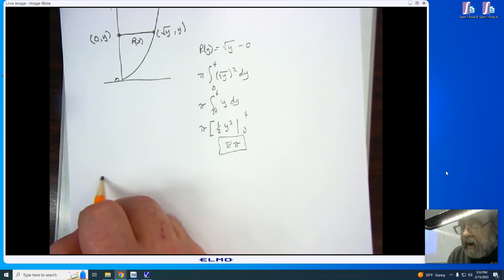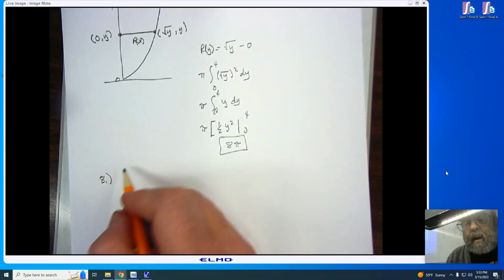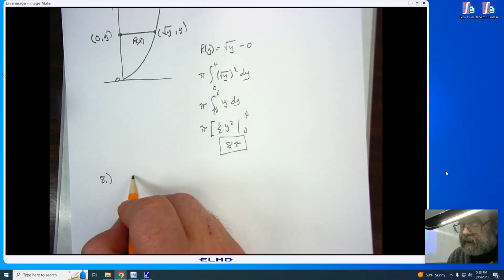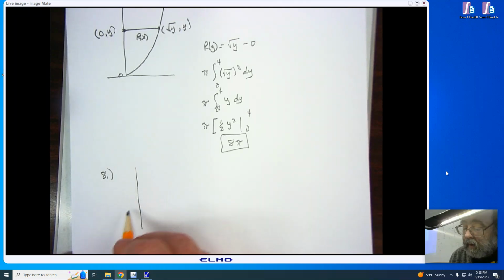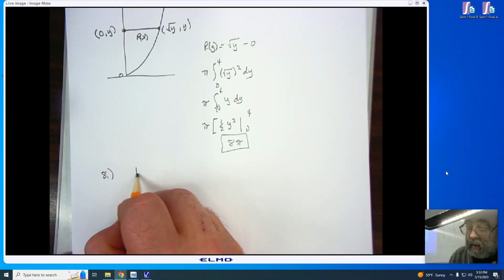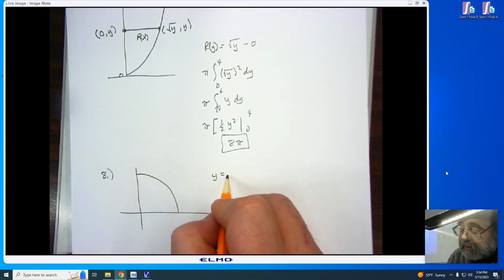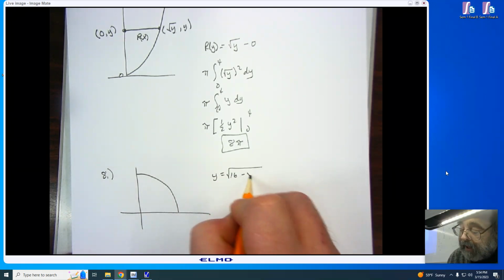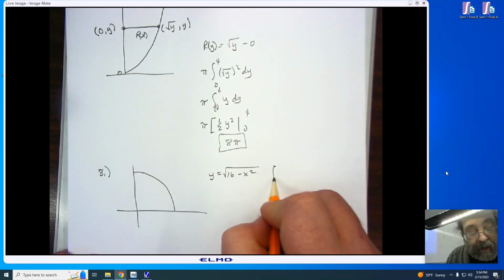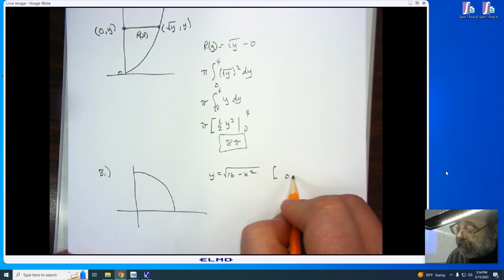Number 8. Number 8, once again, 1/4 of a circle. We have y equals the square root of 16 minus x squared. And we are going from 0 to 4.